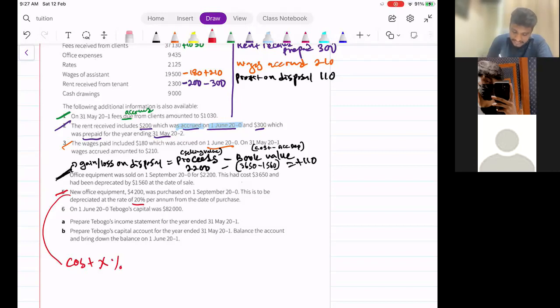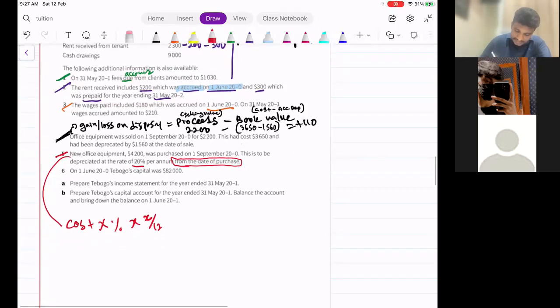But if the question says from the date of purchase, you need to calculate how many months over 12. So you bought the particular asset on the 1st September, and then you close your account on 31st May. So how long did you use this asset? How many months? September.